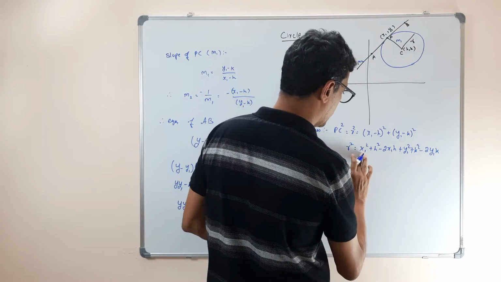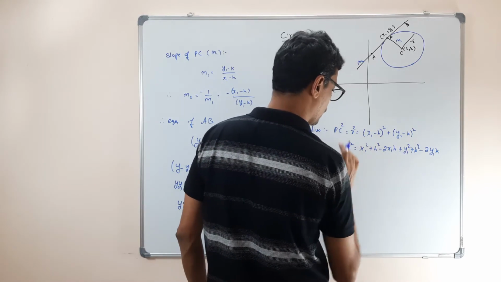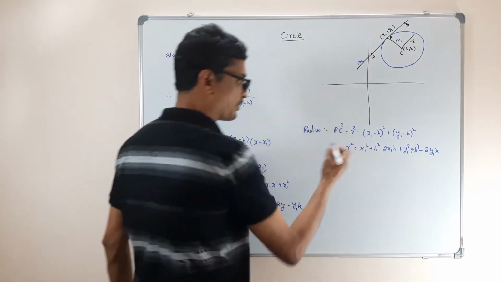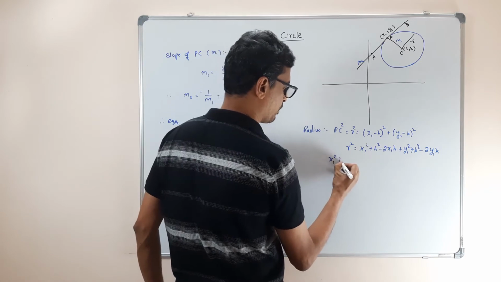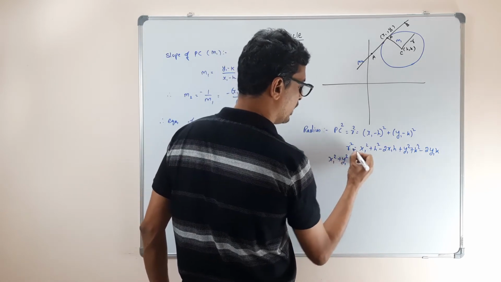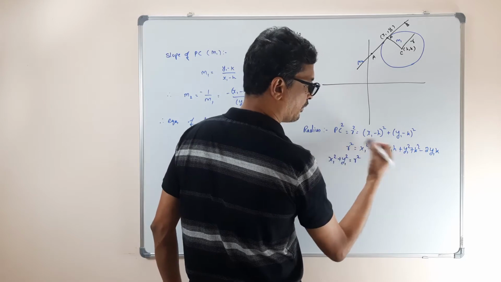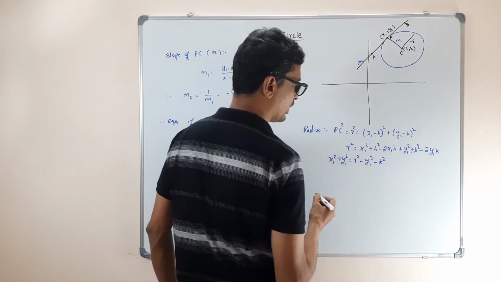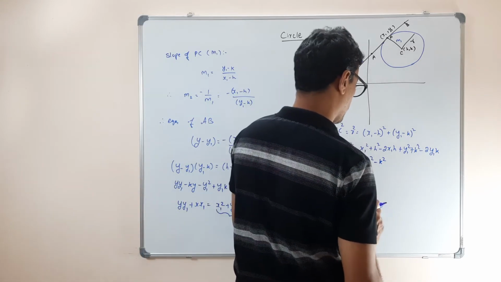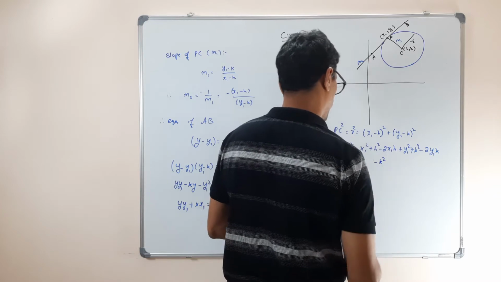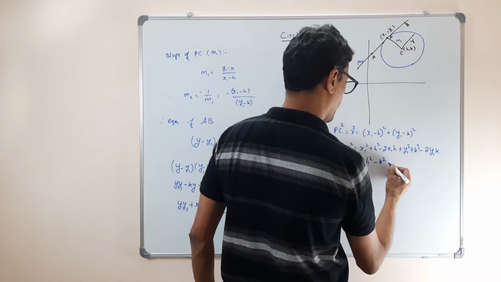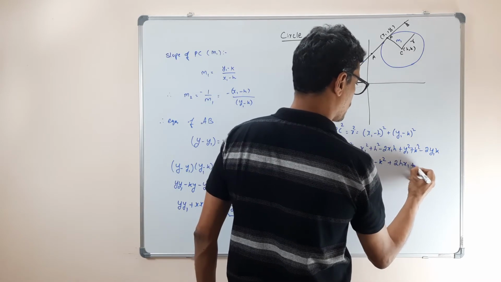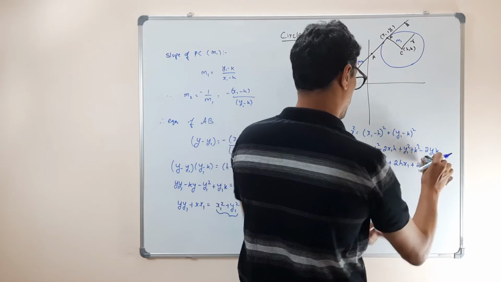So if I take x1 square, let us try one way. We have x1 square, y1 square, na? We will express it from here. So x1 square plus y1 square will be r square, correct? Take everything other side: minus h square minus k square plus 2hx1 plus 2ky1.